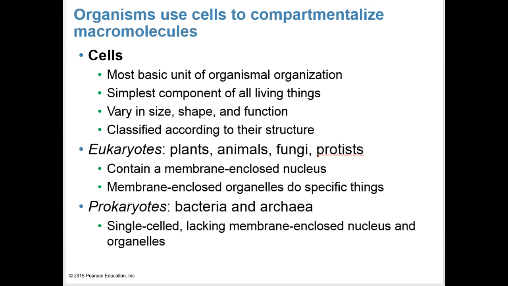Eukaryotes, a type of cell that's included in plants, animals, fungi, and protists, contain a membrane-enclosed nucleus, or at least one nucleus. Some cells have more than one, and other membrane-enclosed organelles or cell parts that do specific things. Prokaryotes, another type of cell, including bacteria and another primitive bacteria called archaea, do not contain a nucleus and often lack other membrane-enclosed organelles.